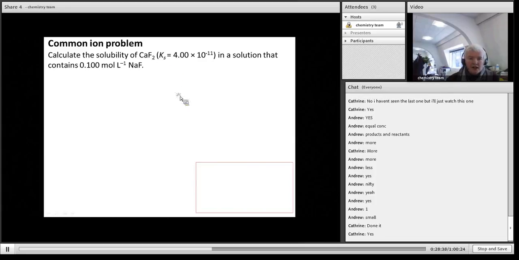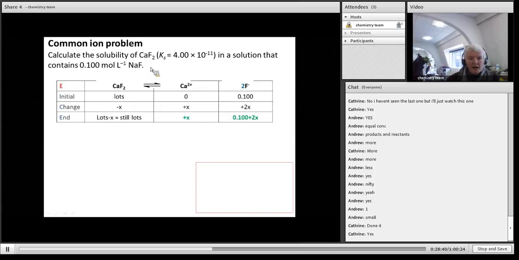So I've got calcium fluoride. Although I haven't got calcium fluoride written here, the very fact that it's straight after the calcium fluoride means this relates to that. And there is my common ion of fluoride. So start with the equation, and I've got 2 fluorides. In the beginning I've got no calcium, but I do have fluoride of 0.1 from the sodium fluoride.